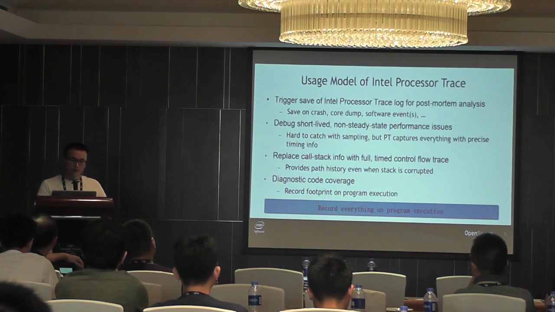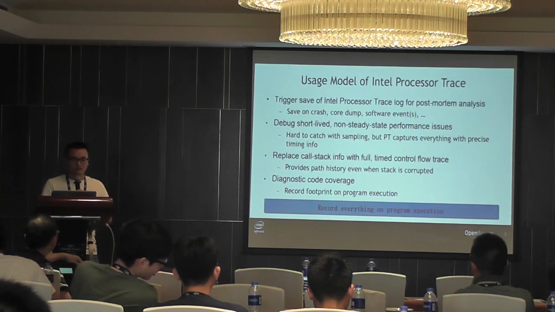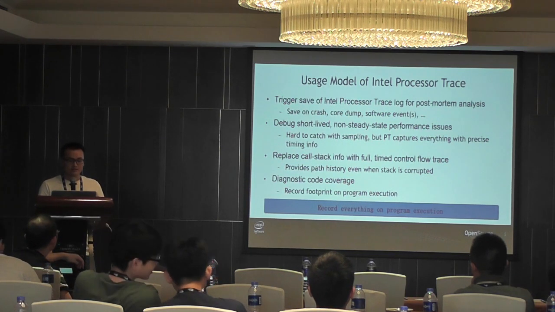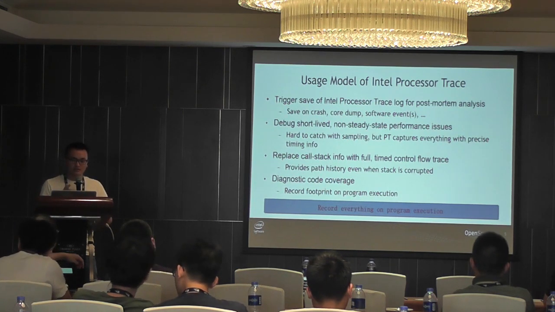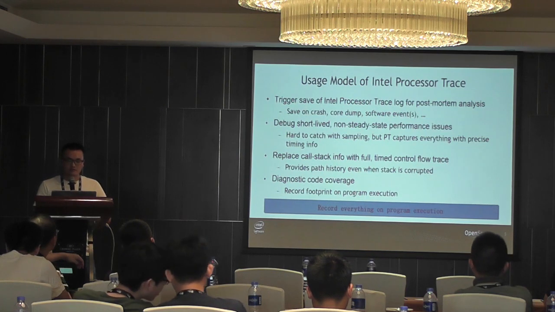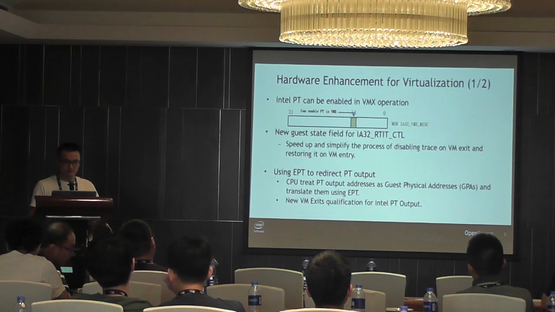Intel Processor Trace also provides a path history even when the stack is corrupt. This replaces the call stack info with a full control flow trace. We also can use this feature to diagnose code coverage because this can record the footprint of program execution. All these use cases are based on Intel Processor Trace being able to record everything in program execution.